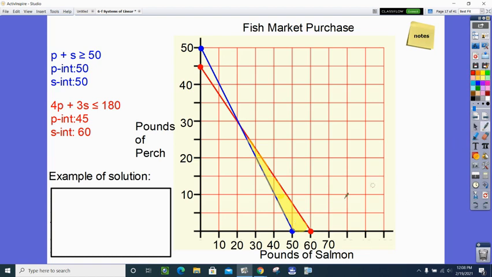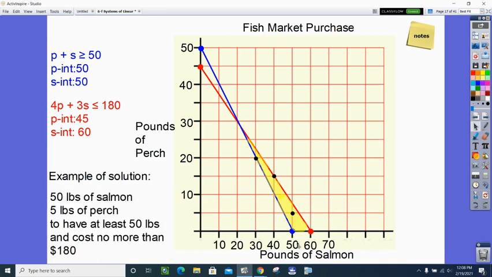So just to show you what I mean, let's get a different color here than the reds and the blues. So there would be a sample. All of these, you could have parts of pounds, okay? But that would be one, and that would be one, and that would be one, and so forth. So let me just give you some that I have here already written out. If we had 50 pounds of salmon and 5 pounds of perch, that would give you at least the 50 pounds, and it would not cost more than $180. So there's the example of a solution. I give how many pounds, and I explain why it's a solution, because it's at least the 50 pounds, and it does not cost more than $180.